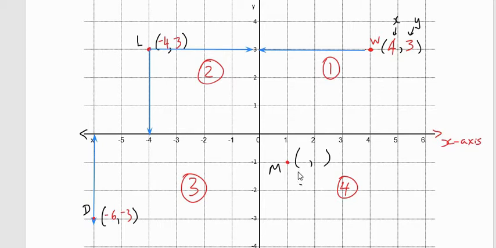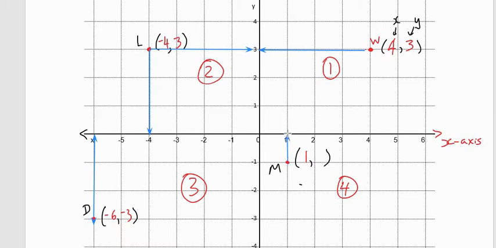The x-axis. X-axis, very good. So the x coordinate will be +1, and the y coordinate will be -1. Okay, so let's look at that again. The x coordinate, we always go with x first.